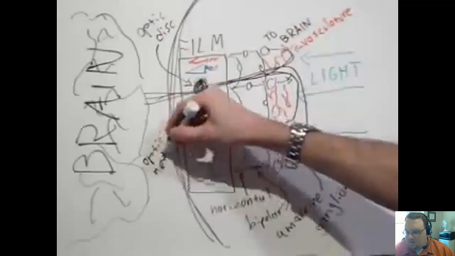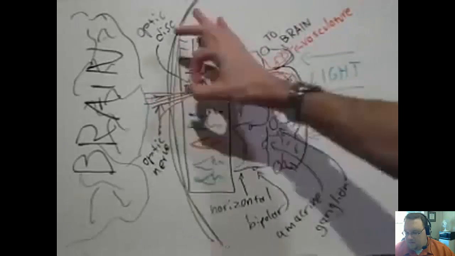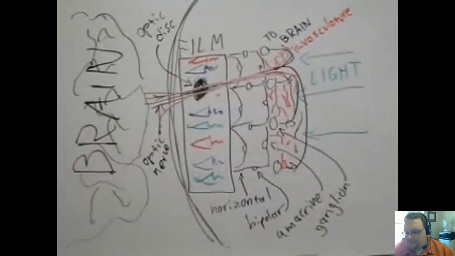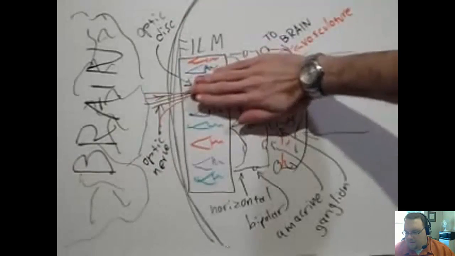And also, that is where all of the blood vessels come through. So basically there's just a hole where all the wiring comes through so it can get to the other side. And that is why you have a blind spot.